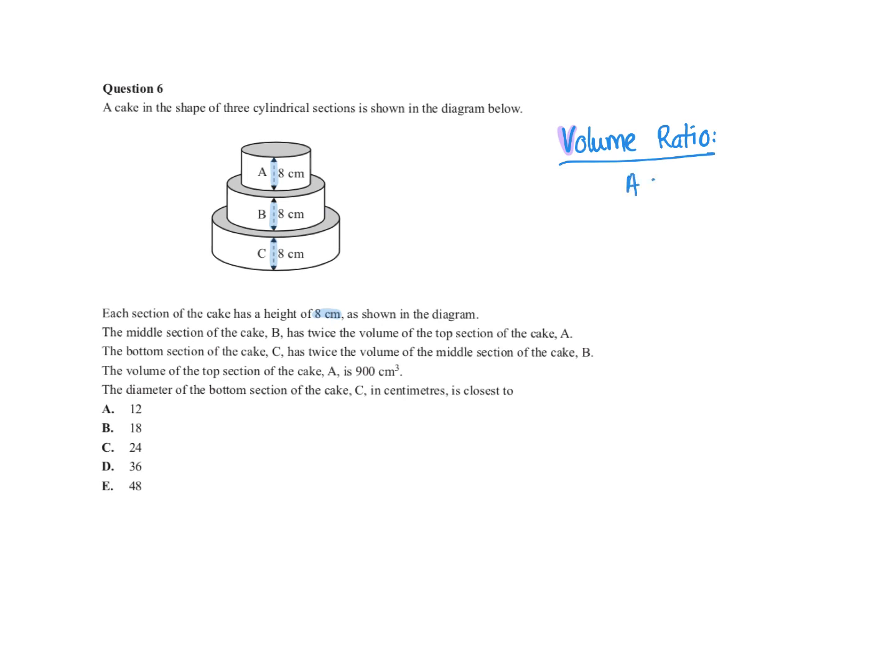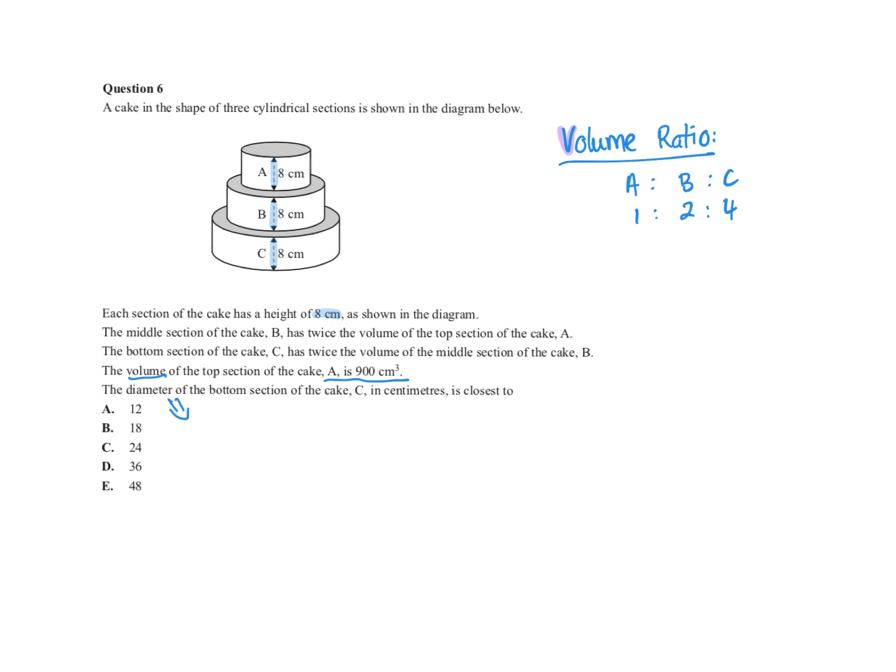And we'll say A to B to C. So B is twice that of A, and then they say C is twice that of B. So if B is 2, C will be 4. Now, they've said the volume of the top section of A is given, so we've got an actual number there. And then they want you to find the diameter of C.